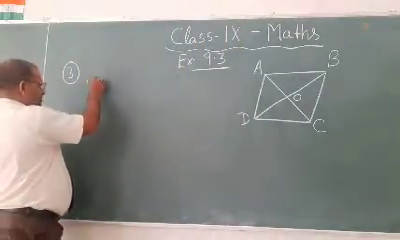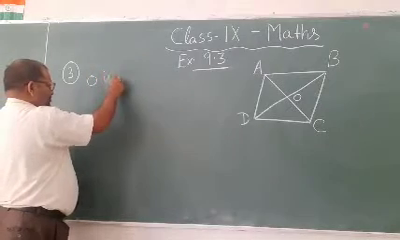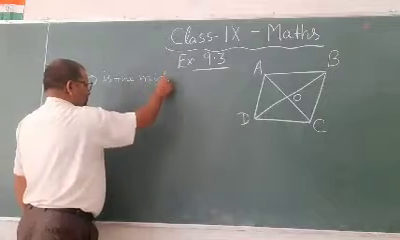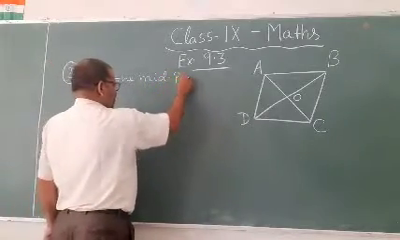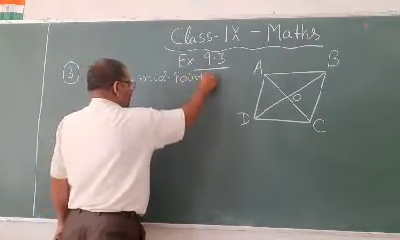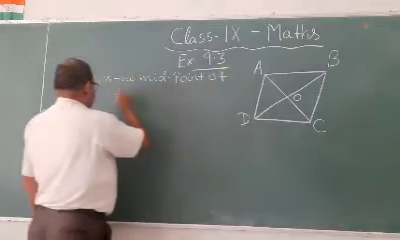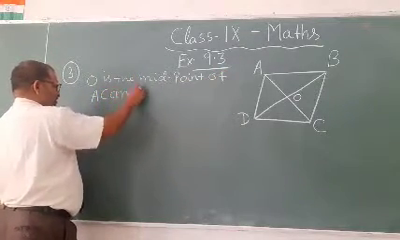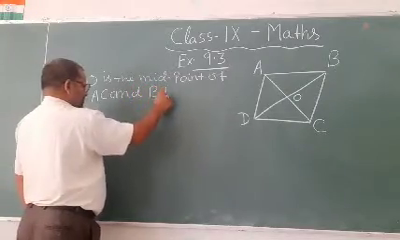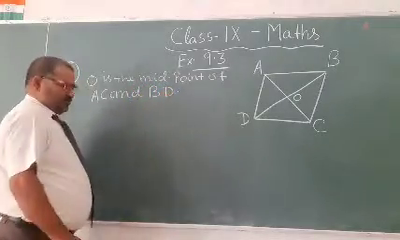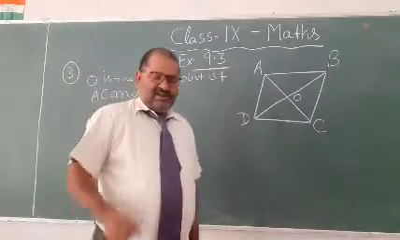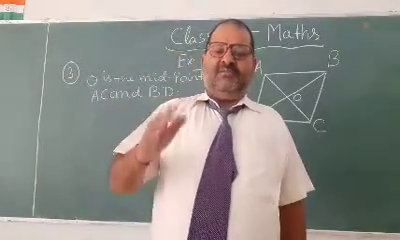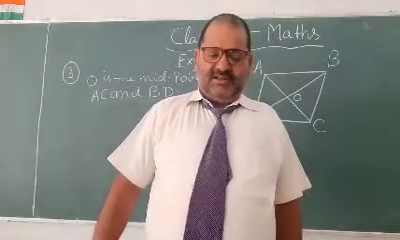O is the midpoint of AC and BD. O जो है AC और BD का मिड पॉइंट है.